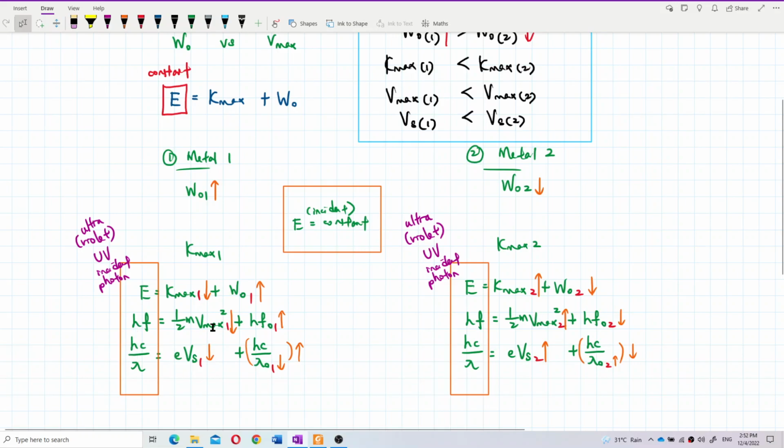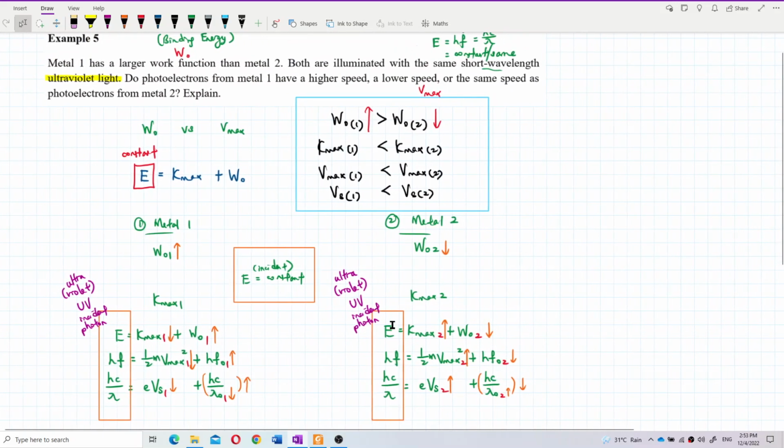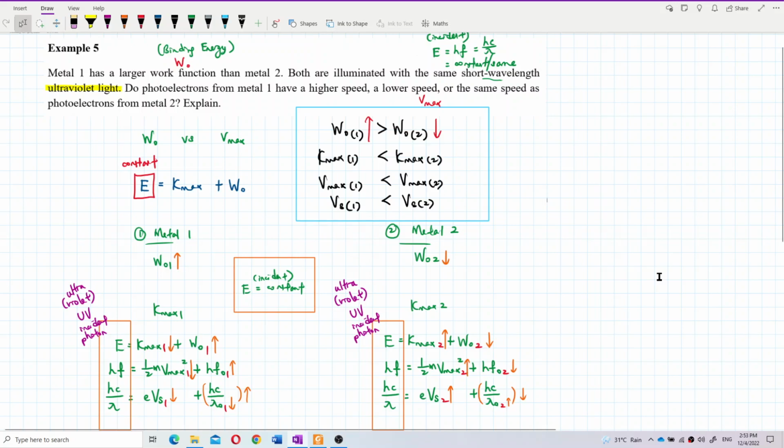For metal 1, it has low kinetic energy, so it has very low speed. So you just need a very small stopping potential to stop the photoelectron. Okay, so that's the conclusion for this question. I hope you understand. And okay, that's all for these questions.